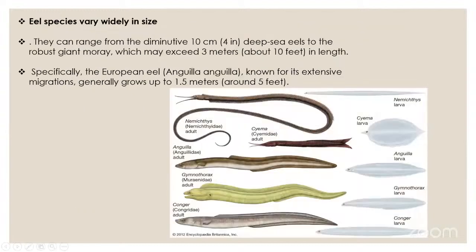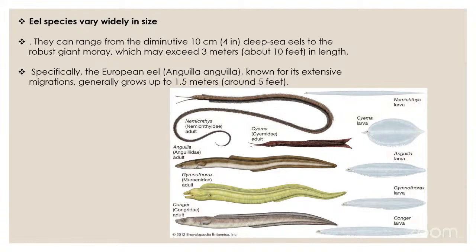Now, eel species vary widely in size. Now look at the picture. In this, we can see the different sizes of eel fish. They can range from the diminutive 10 centimeters, that is 4 inches, deep sea eels, to the robust giant moray, which may exceed 3 meters, about 10 feet in length.